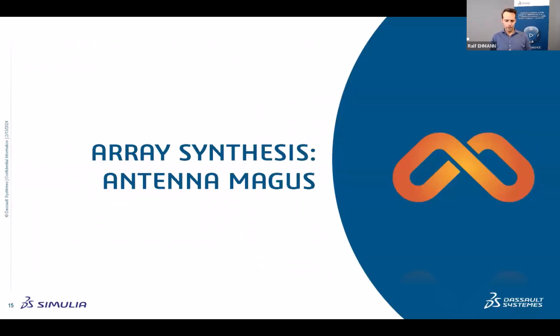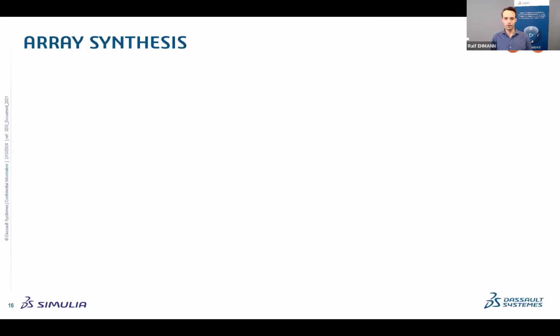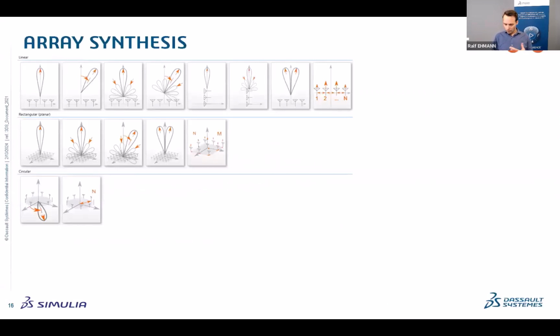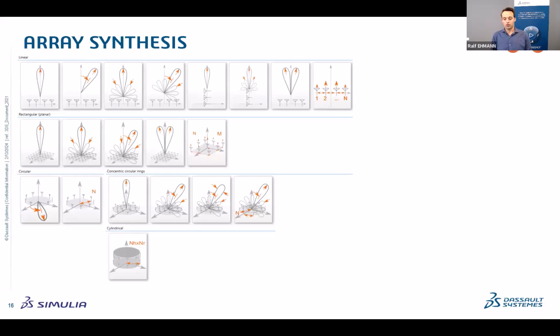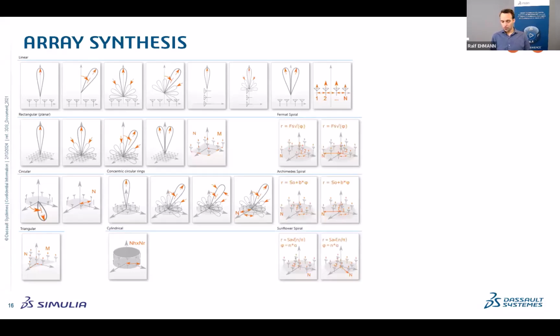Now, before I get to the finite arrays, let's quickly just talk about array synthesis, because I think many people are aware of Antenna Magus, but they're not maybe familiar with the synthesis tool that it has for arrays. So basically, there's all the regular sort of layouts, linear, rectangular, circular layouts, concentric circles, circular rings, so a bunch of things that you can specify, the beam, the side lobe levels, the scan direction, even getting nulls and things like those, even triangular lattice, cylindrical, and then also recently introduced a class of spiral arrays.